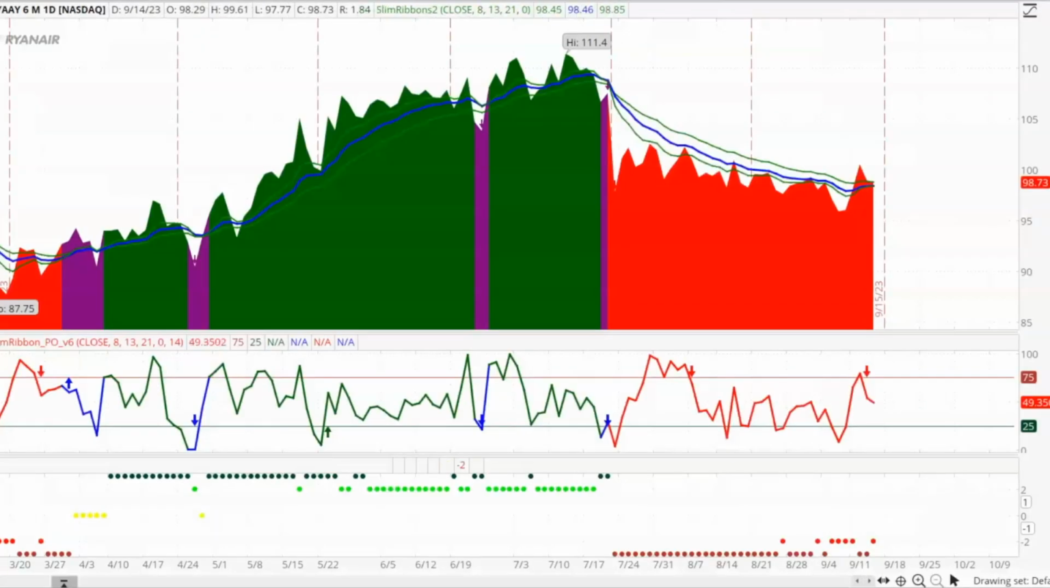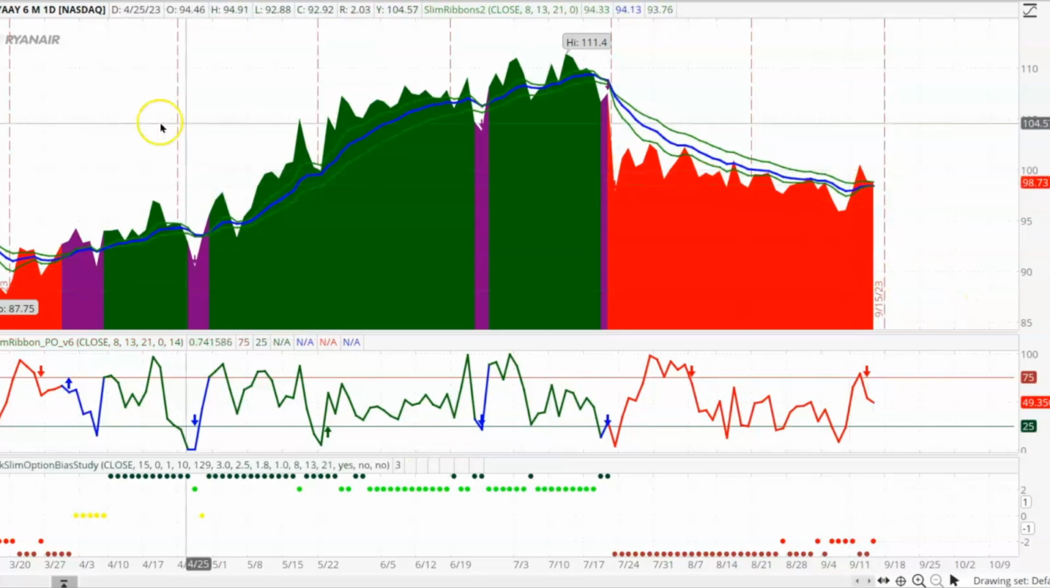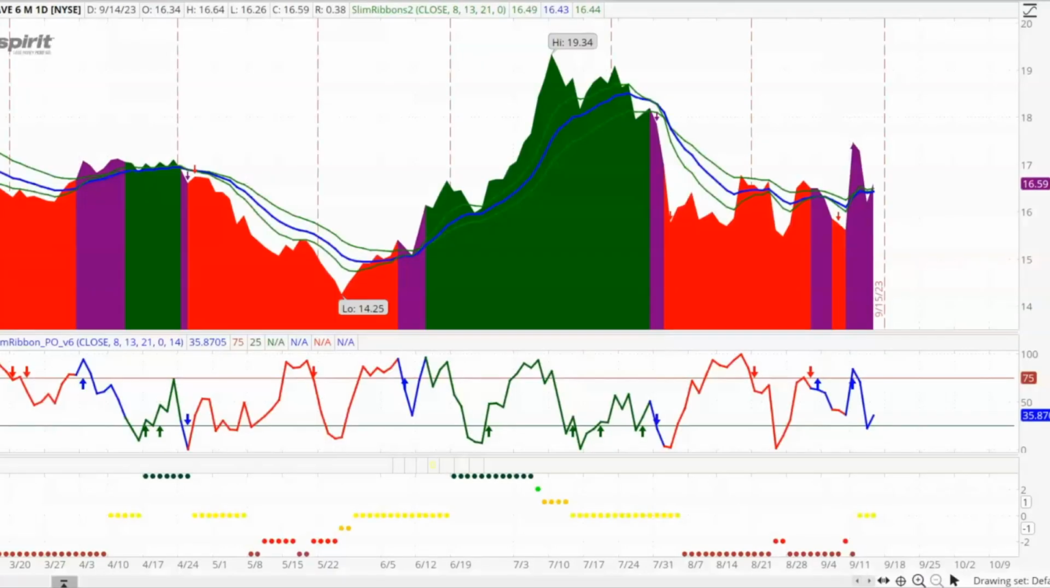Here's Ryanair, and this one has got nothing really overbought or oversold of any extreme, but still telling you how to bias your positions. And here you see another downside signal right over there after it got a bounce in the market and got past that slim ribbon. So that's telling you it may pull back a little bit more.